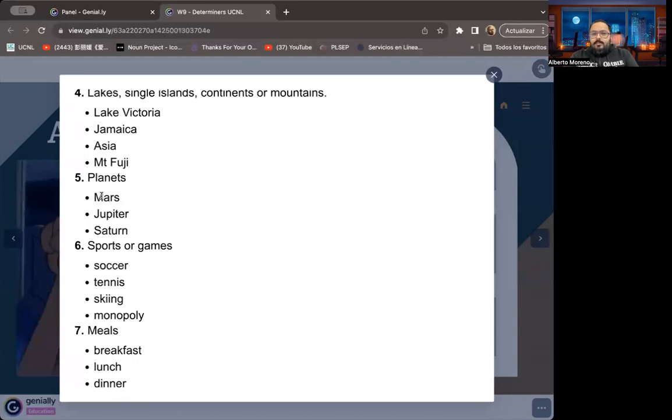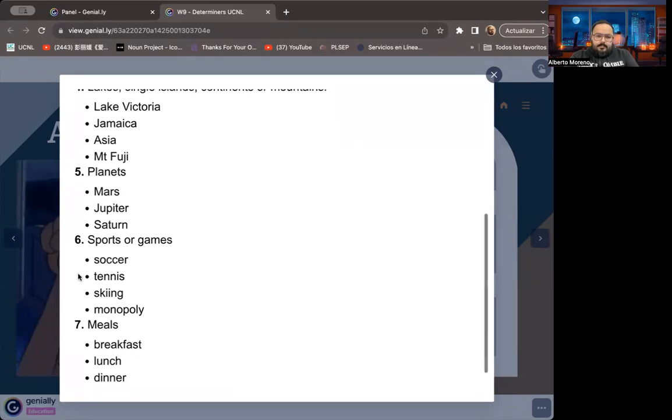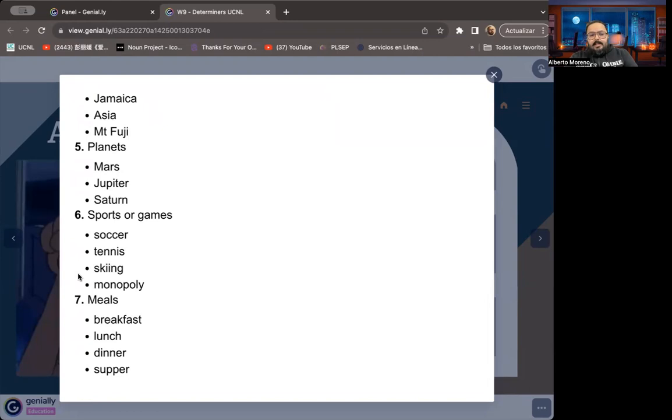Nombres de deportes como fútbol, tenis, esquí, Monopoly. O las comidas. Por ejemplo, el desayuno, la comida o la cena. Breakfast, lunch, dinner and supper.